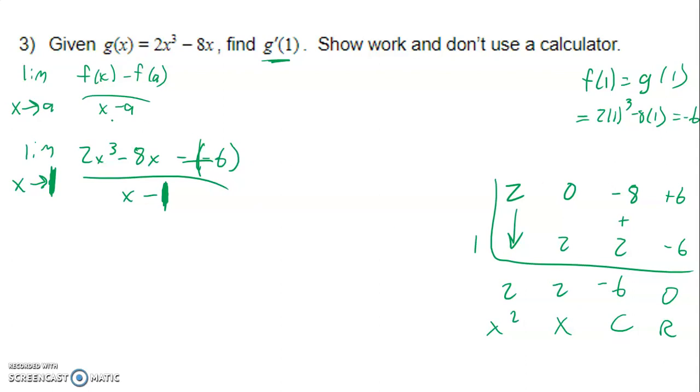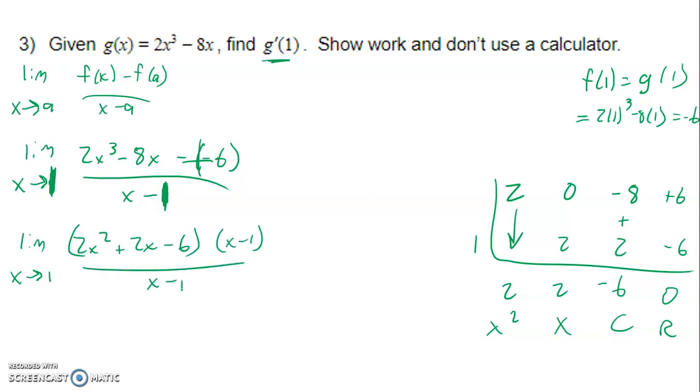What this work meant is that I can factor the top to be 2x squared plus 2x minus 6 times x minus 1. That's what I was doing over there. If you need help on that, come to tutorials. Or talk to your Algebra 2 or Pre-Cal teacher.